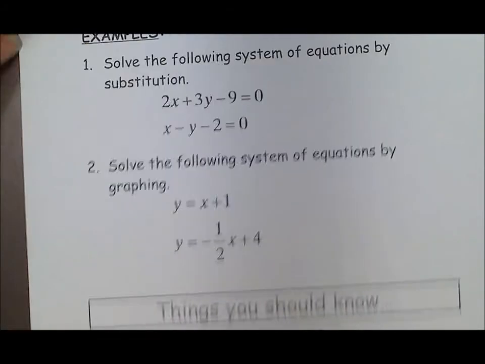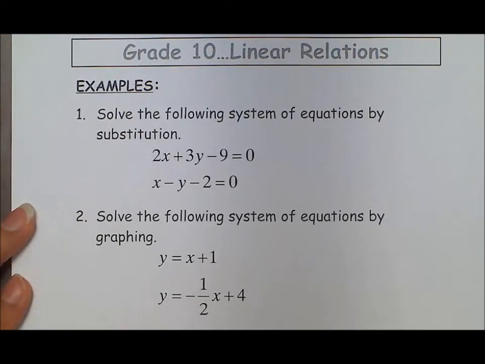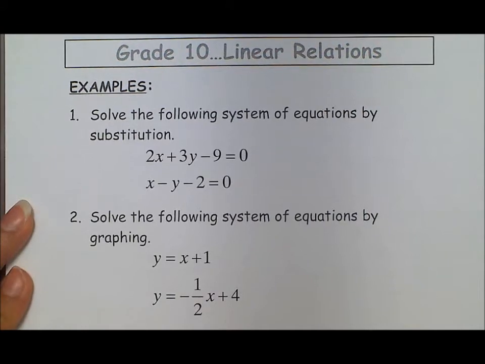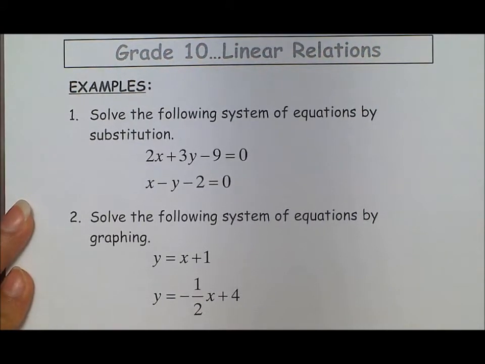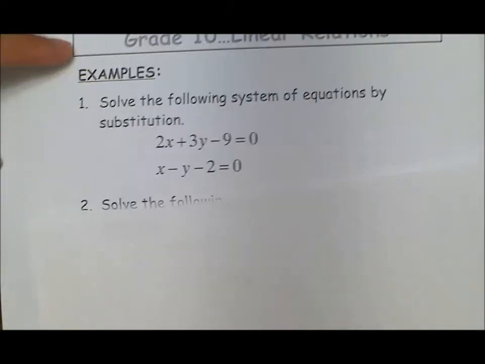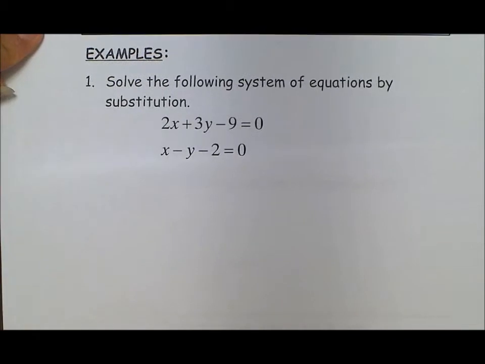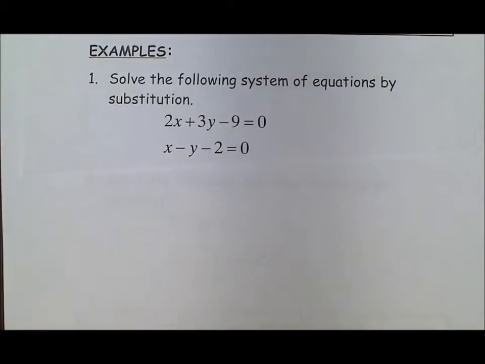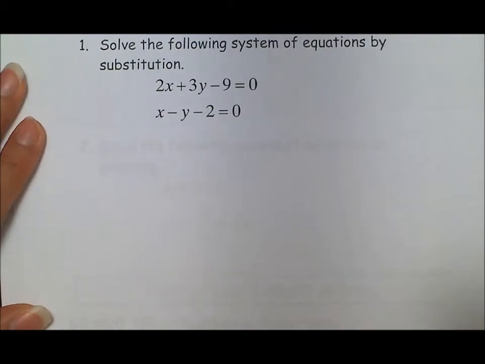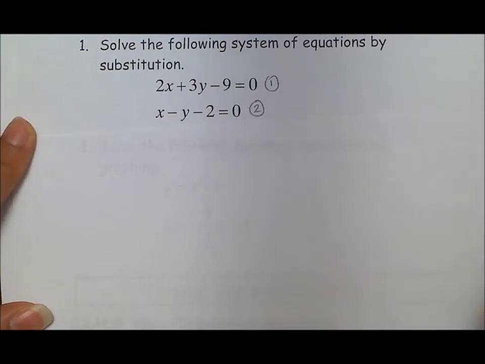So for our examples looking at grade 10 linear relations, the first question asks us to solve the system of equations by substitution. And then the second question asks us to solve the system of equations by graphing. So let's look at the substitution one first. For solving a system of equations by substitution, your goal is to isolate a variable in one equation and substitute it into the other.